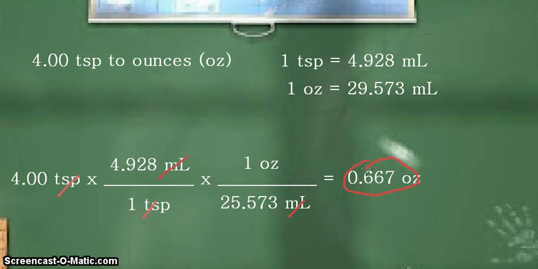ounces. Alright, so there you have it. We have been able to solve that 4.00 teaspoon is equal to 0.667 ounces. So that's all for this example.